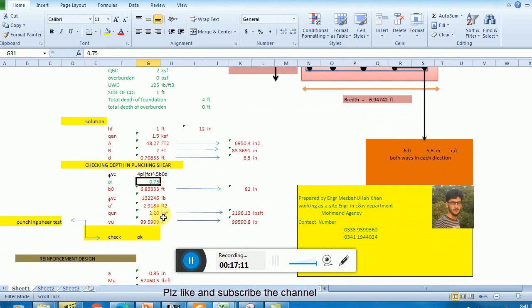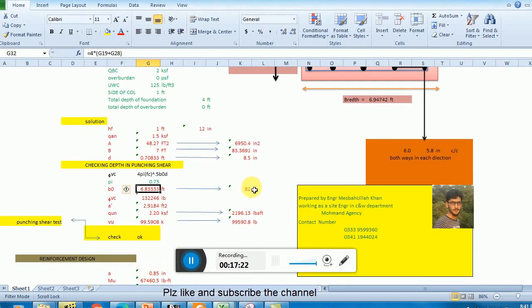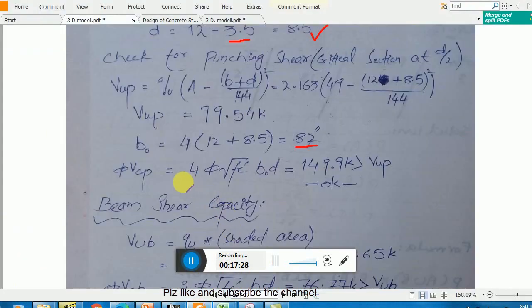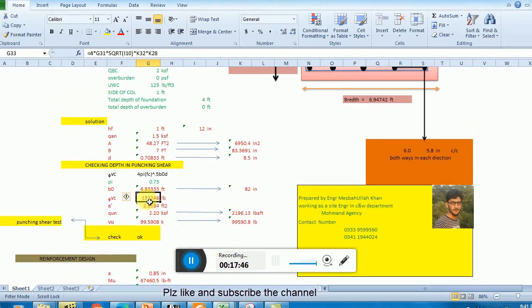Now we have to use punching shear. In punching shear, this factor phi is 0.75, and B naught, in our case, let me check it. B naught is 82 inches, and phi Vc is 132.2, let us check it. This is 149.9 kip, in kip. If we multiply by 1000, it is close, almost close.